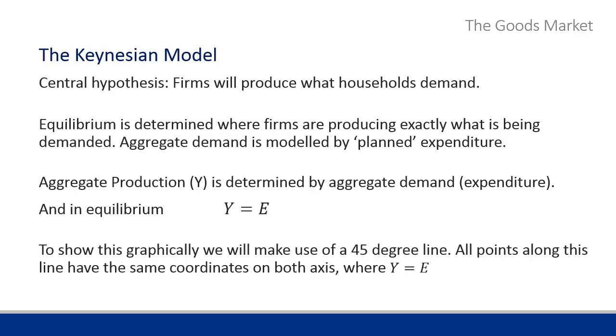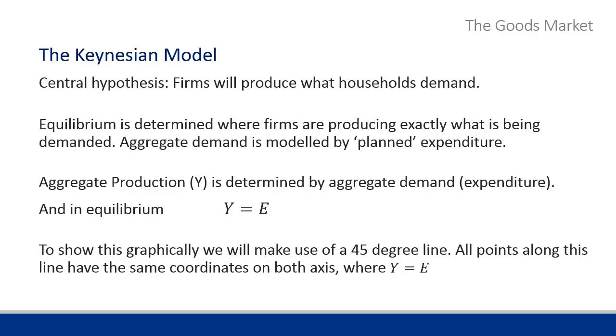The idea in the Keynesian model is that firms will produce whatever households demand. Equilibrium will come when what is being demanded is being produced by firms. We can model aggregate demand as planned expenditure. In other words, planned expenditure, C plus I plus G, is going to be our proxy for aggregate demand. And where demand is equal to what is actually being produced, we will have equilibrium.